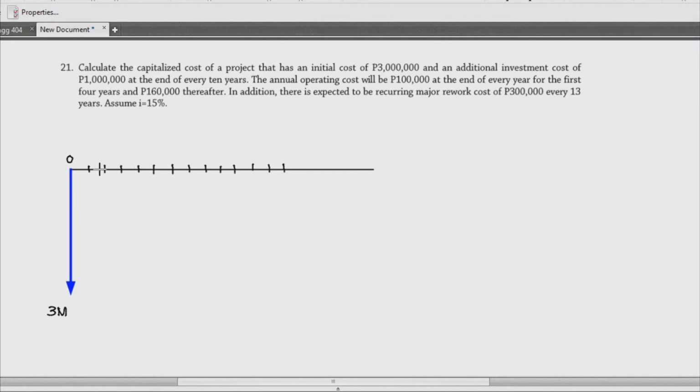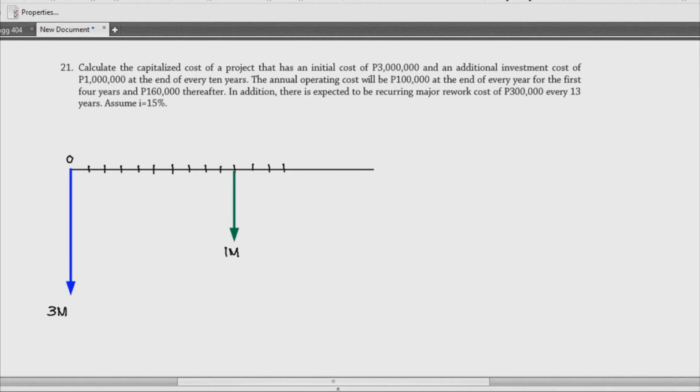About one third the length of our 3 million arrow. So 1, 2, 3, 4, 5, 6, 7, 8, 9, 10. And this is recurring every 10 years. So we have 1 million. Then the annual operating cost will be 100,000 at the end of every year for the first 4 years.